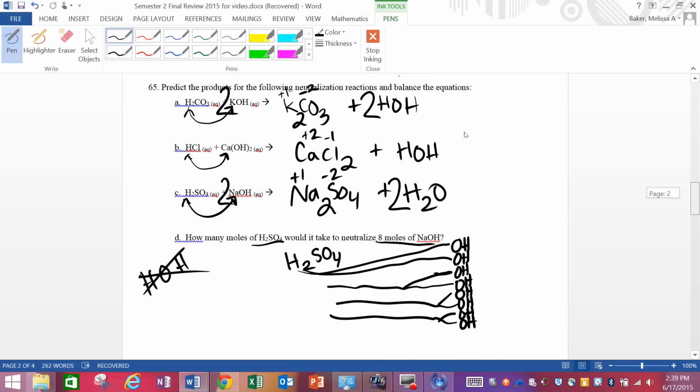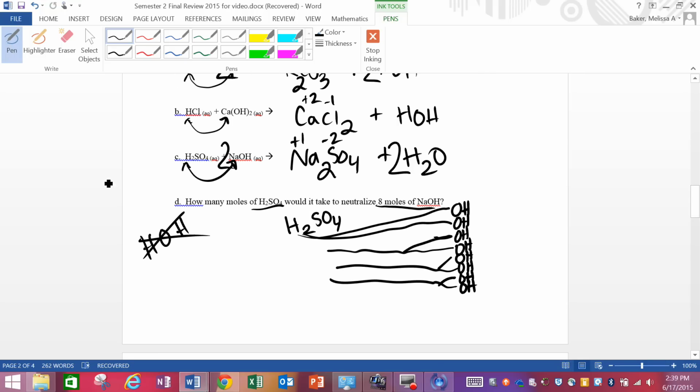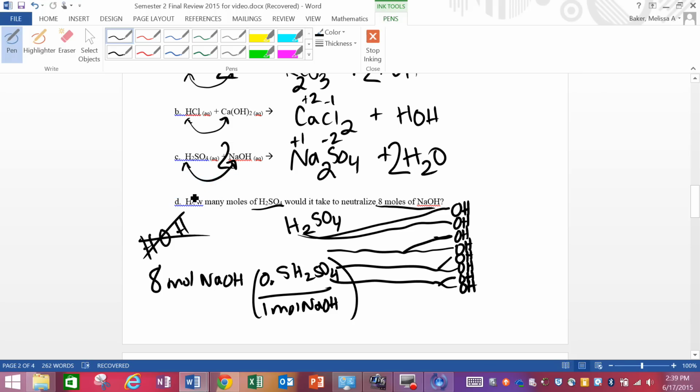Now, if you didn't like thinking about it that way, you like the mathy way, you can also start by writing, okay, you've got 8 moles of NaOH that you want to neutralize. For every 1 mole of NaOH, you only need a half a mole of H2SO4. So 8 times 0.5 is 4. Or you could have done this where you have a 2 on the bottom and a 1 here. You need twice as many moles of NaOH as you do the H2SO4. Either way, it works out to be the same, 4 moles of H2SO4.